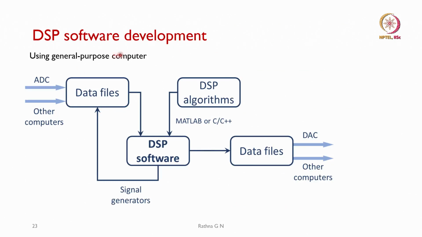In the case of software development, we will mostly be using a general purpose computer. In that case, externally we have to provide the analog to digital converted signal into the system, which we will store in data files, or we can take it from other computers if we have the converted data. Then we can run the DSP algorithms using C, C++ or MATLAB, which are the DSP software we can use. We can generate some signals, store the output of applying the algorithm in data files, and then externally use a digital to analog converter to convert it and send it out, or give it to other computers which have to process it.